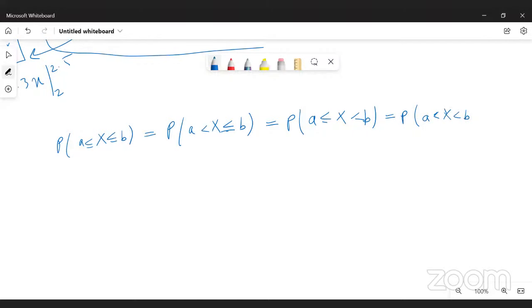But this is for a continuous random variable. For inequalities, it doesn't matter. The probability is not affected whether the inequalities are present or not. For a continuous variable. If it was discrete, then you'll have to take care of it.